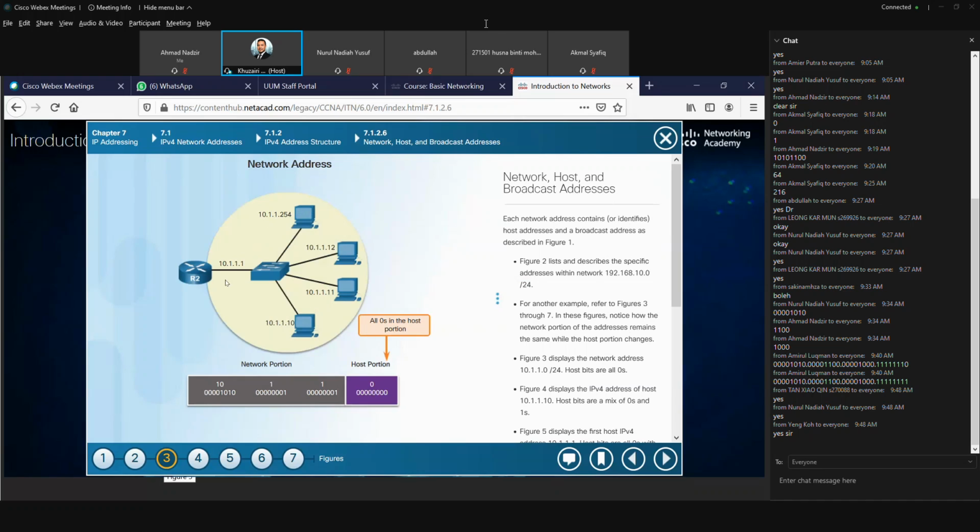In this diagram you have one network address. The network address is 10.1.1.0. The first usable IP address is 10.1.1.1, and the last usable IP address is 254. That's how you calculate the hosts. The last usable is 254 and the broadcast is 255.